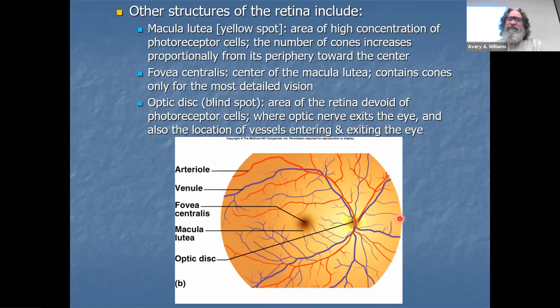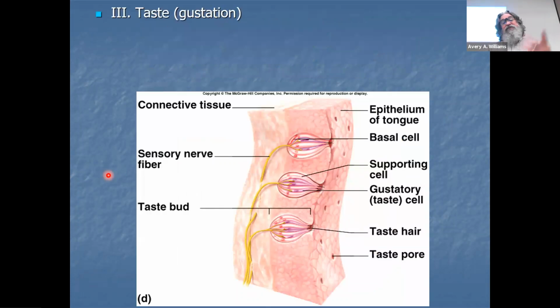Oh, wow, look at that. It's novel, fun things we used to do in the lab. Anyway, so that's your eye. So what's next? Our third special sense, taste, or gustation as it also is called.